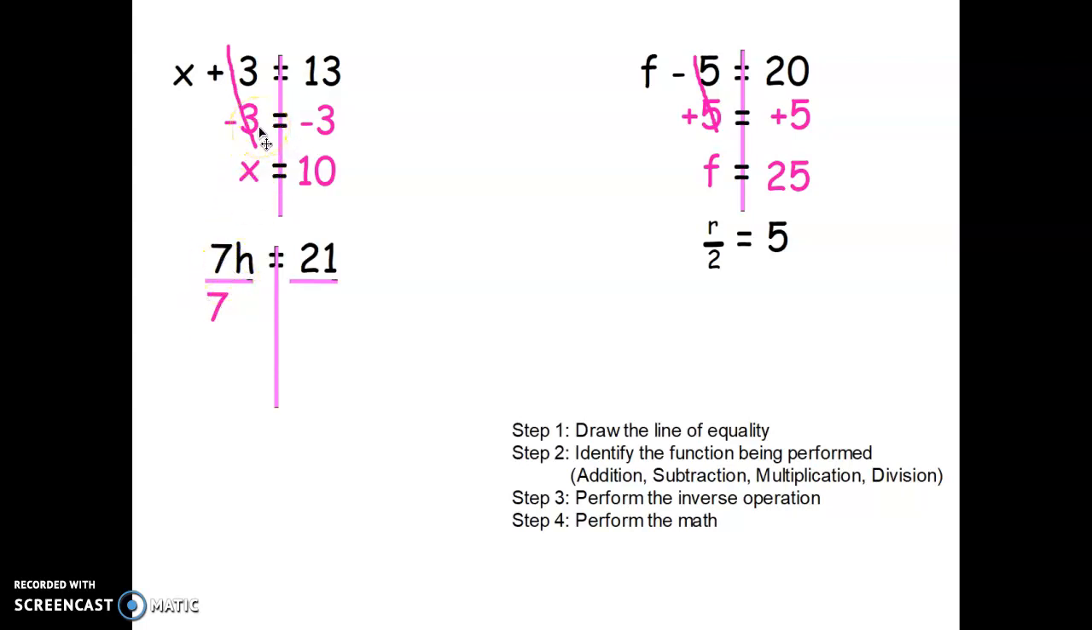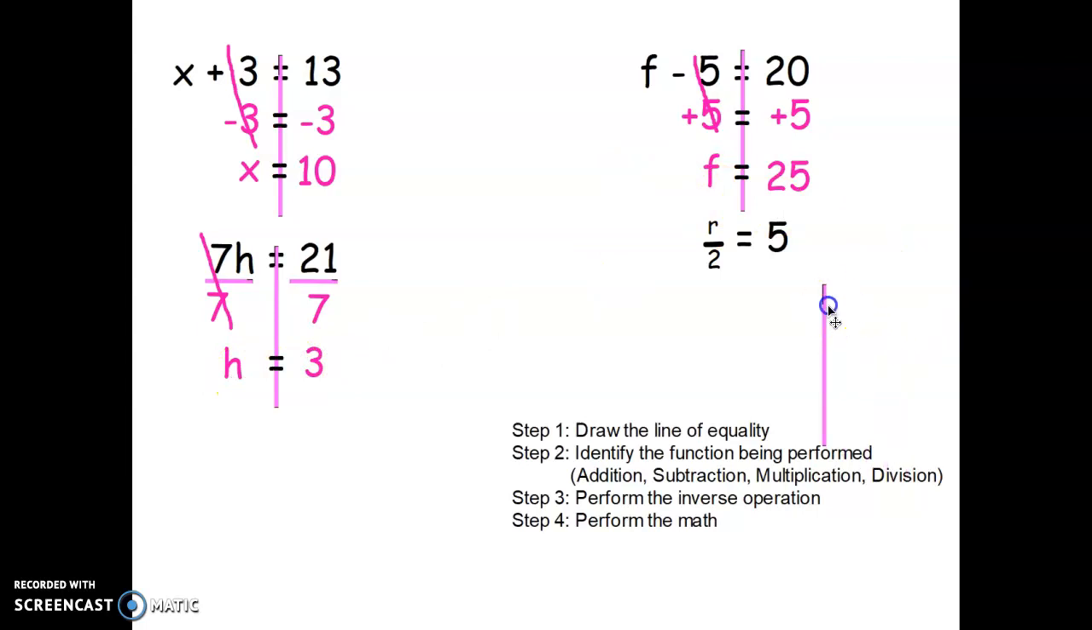Just like I did up here, it was a 3, I used a 3. It was a 5, I used a 5. I have a 7, I want to divide by 7. And again, if I do it on the left, I want to do the same thing on the right. Same thing's going to happen here. It's a little bit different because 7 divided by 7 is not 0. Do not fall into that trap. 7 divided by 7 is 1. So what I'm left with here is h, because 1 times any number is that number. So 1 times h is just going to be h, and 21 divided by 7 is going to be 3.